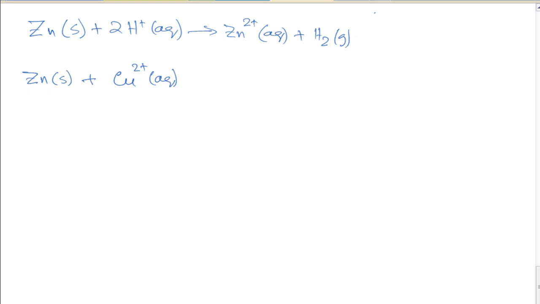Zinc 2 plus aqueous. But what you will see is that the copper metal is slowly depositing. Initially, copper was 2 plus aqueous in this solution, but you will see the metallic copper is getting produced, solid.